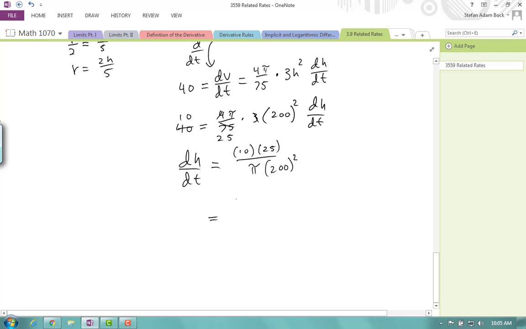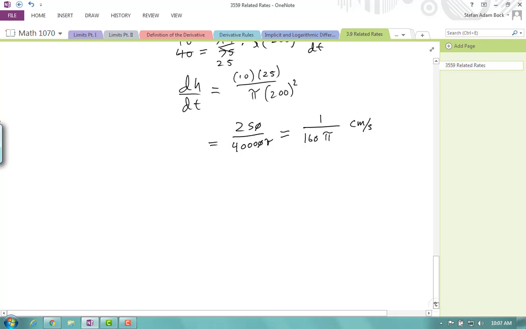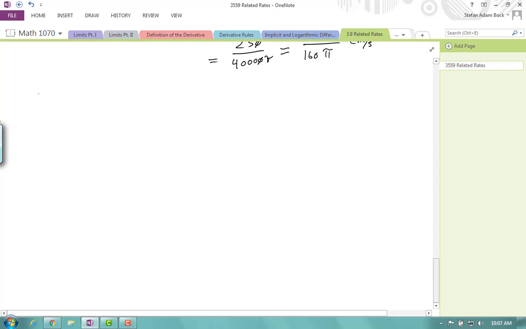And this is equal to 250 divided by 40,000π, which is equal to 1 over 160π. And these units are centimeters per second. Another geometric example.